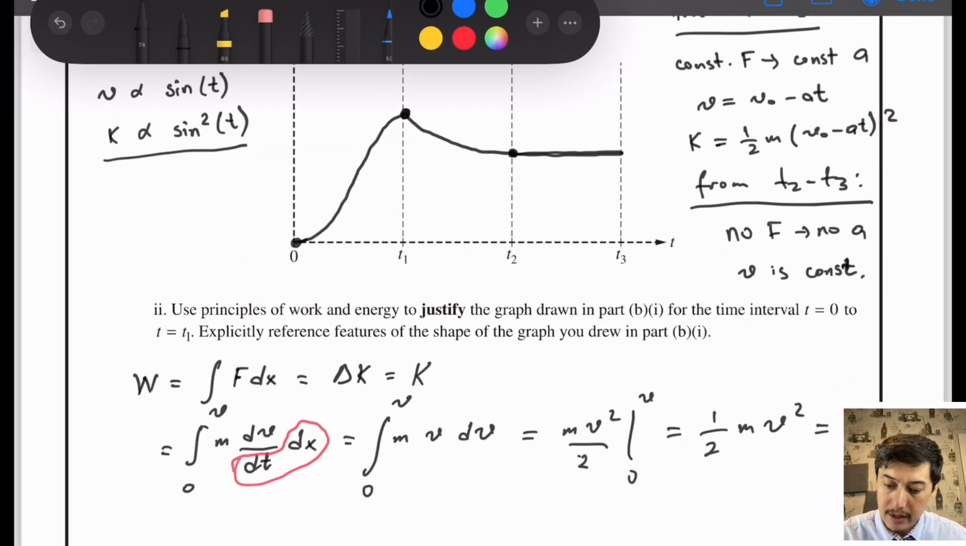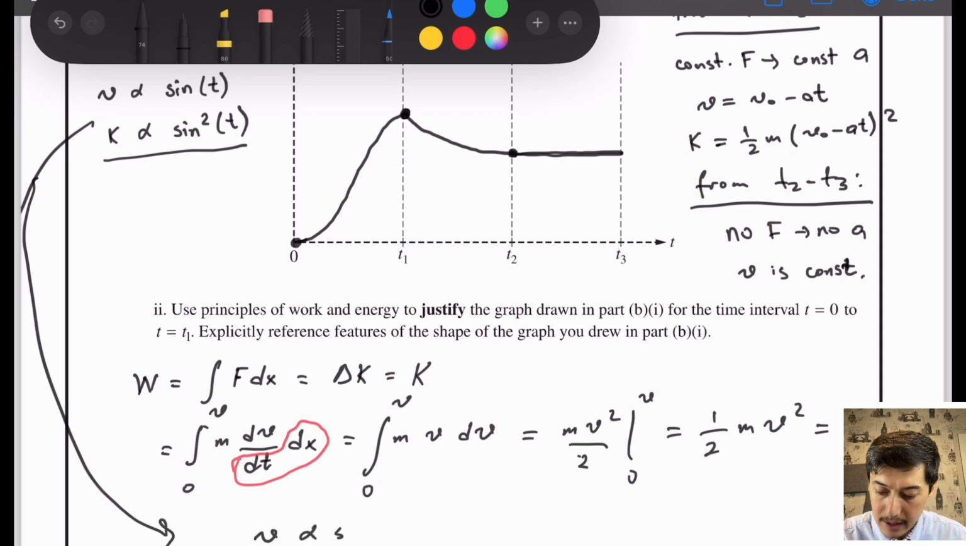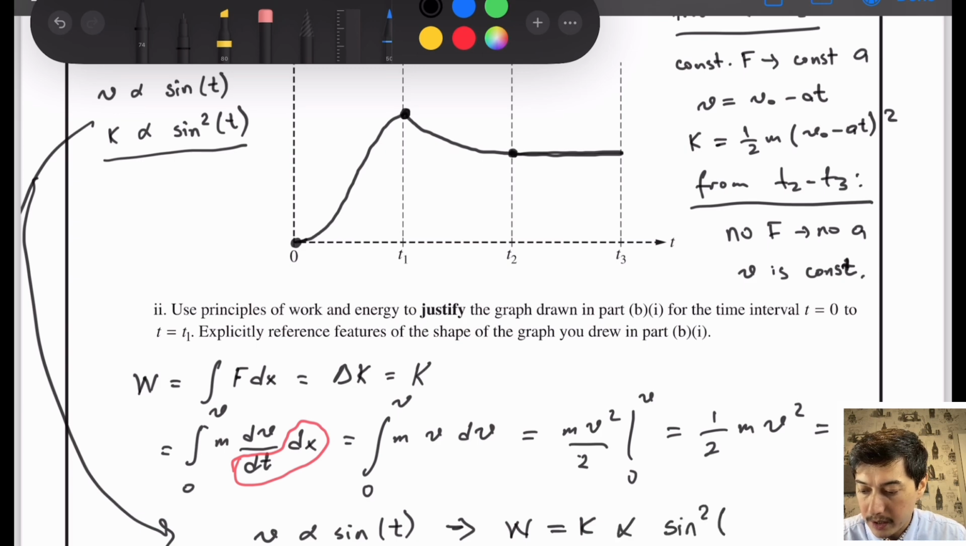I already did it somehow here. I will bring it down again. Because speed is proportional to sine theta, work, which is equal to kinetic energy, is proportional to sine squared theta. As a result, we have the shape of the graph shown above.